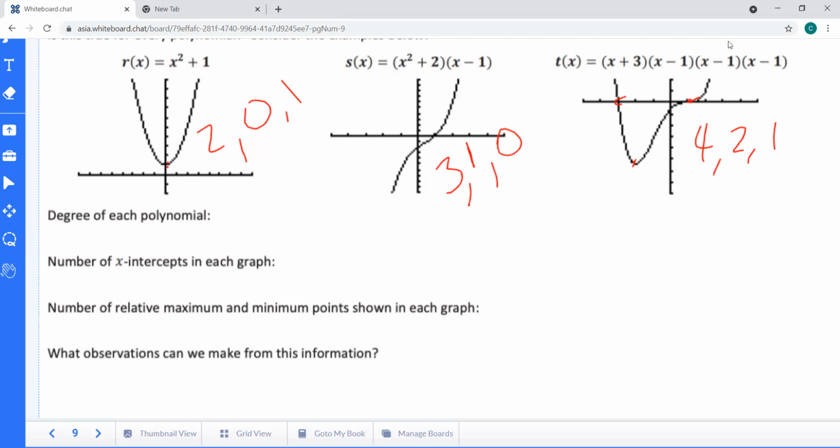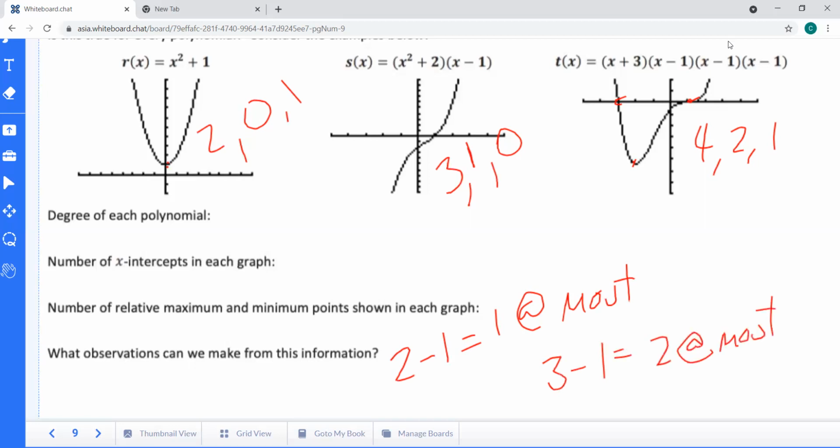So how can we determine how many maximums and minimums there are? We can't. There's no way of knowing for sure how many maximums and minimums there are. The best we can say is, if we take the degree of 2 and subtract 1, that's going to be 1. We can say at most there is 1. 3 minus 1, we would say 2 at most. But we cannot say for sure.